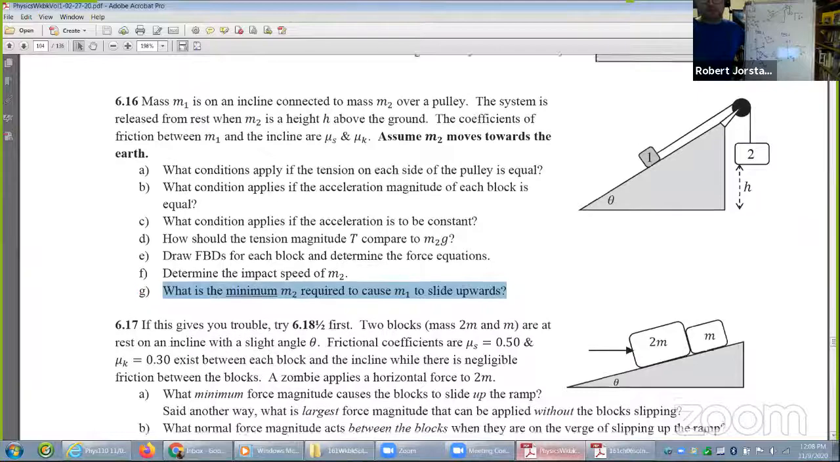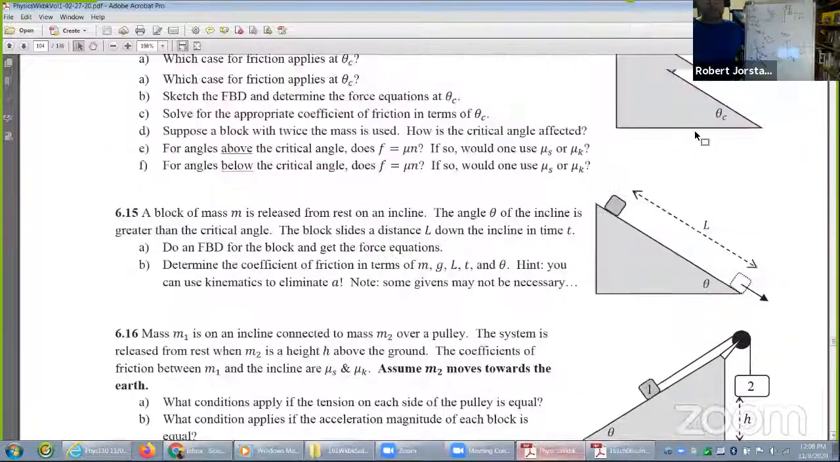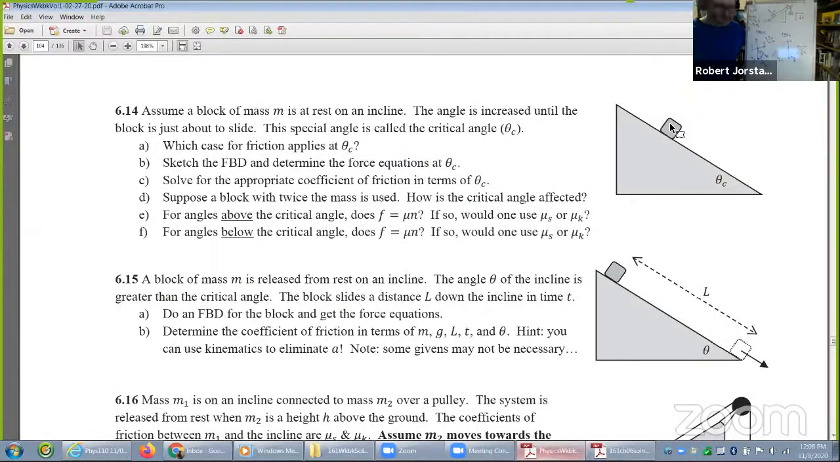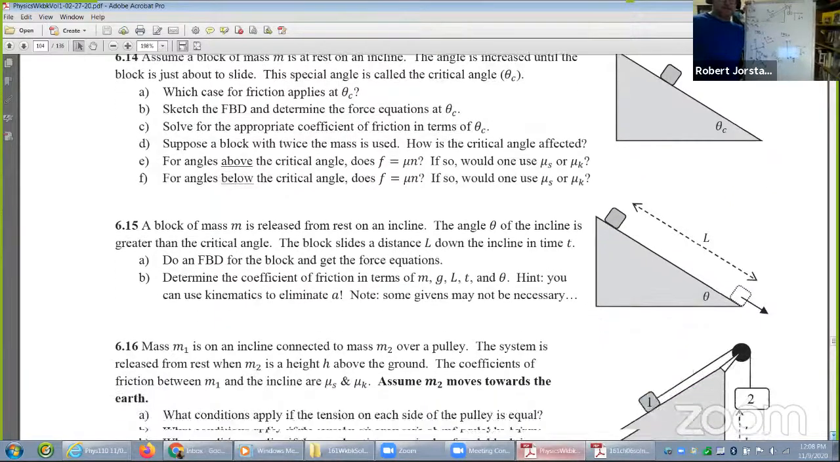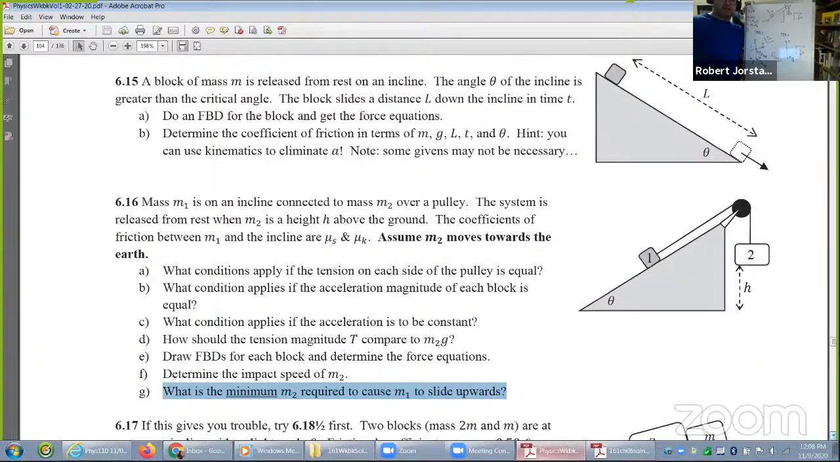But if I scroll up here, it's a very different problem because this one didn't have a rope on it. So the critical angle only works for these problems where there's a block on a ramp and you change the angle. That's it. This one is different because there's a block on a ramp with an angle, but there's also tension. And this gets extremely tricky.